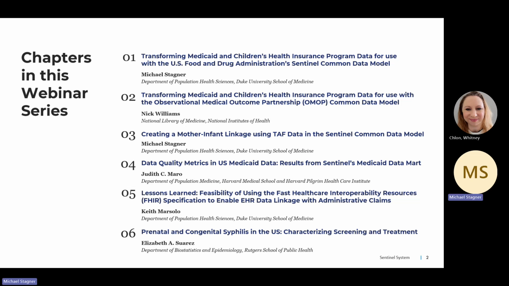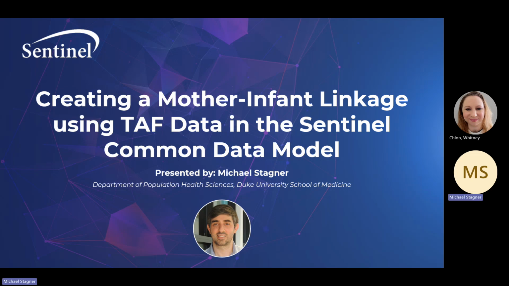My name is Michael Stagner from the Duke University School of Medicine, Department of Population Health Science, and I'll be leading this chapter, which discusses creating a mother-infant linkage using TAF data in the Sentinel Common Data Model. I'm an analyst programmer in the Department of Population Health Sciences, and I work primarily with processing and curating large healthcare data resources such as Medicare and Medicaid.